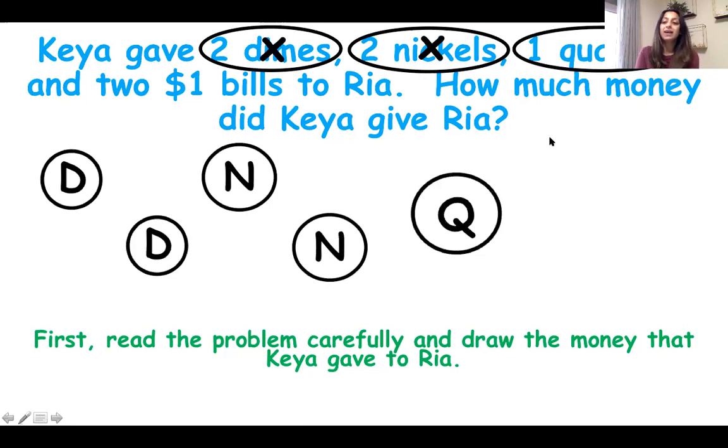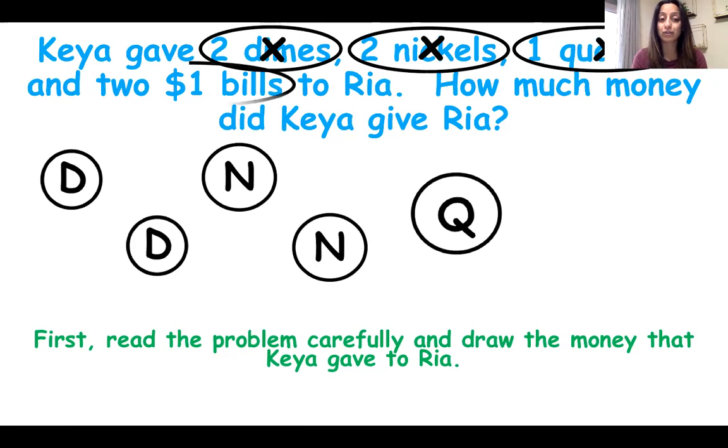And then, am I done? I think I might be done. Let me just double check though. Let me cross out the quarter. Okay, I gave 2 dimes, 1, 2, 2 nickels, 1, 2, 1/4, quarter, and 2 $1 bills. Uh-oh, I forgot about those 2 $1 bills.